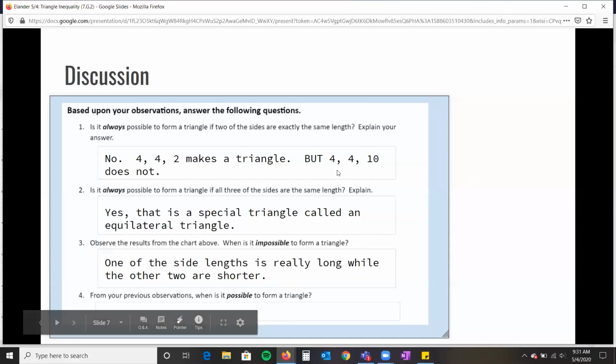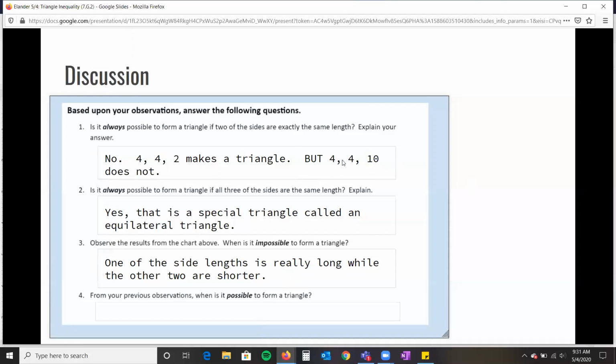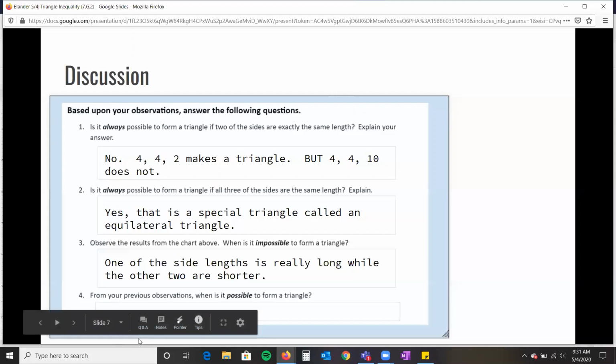So when I had the 4, 4, 10, for example, the one side was 10, right? It was pretty long. The other sides were 4 and 4. And even though I tried to make a triangle out of it, again, 4 and 4 only made 8. So it's not even long enough to make a straight line to get to the end. So there's no way I could tilt it and make it a triangle, okay?